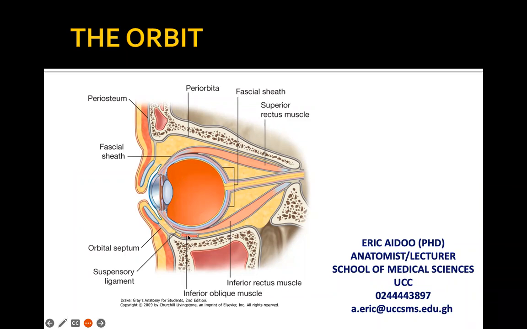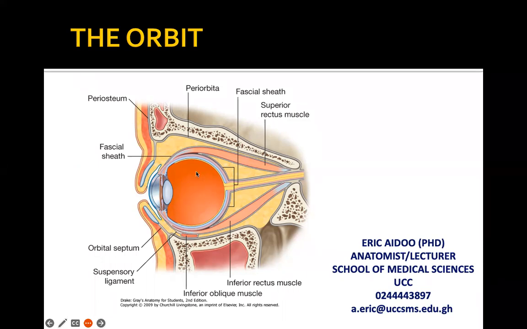You also have the inferior oblique. That is a suspensory ligament. So this is just a vertical section showing you a few features within the orbit. Most of the yellow portions you see here are actually fat. So you have a lot of fat there, and you should be able to tell the function of this. It insulates, it protects, it shields, to a large extent.